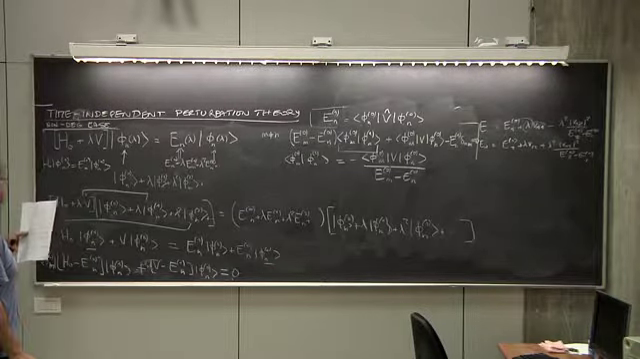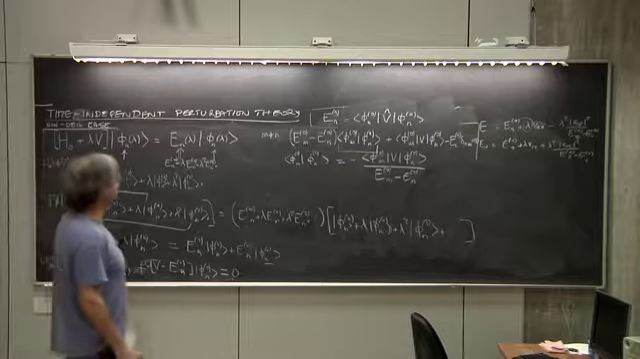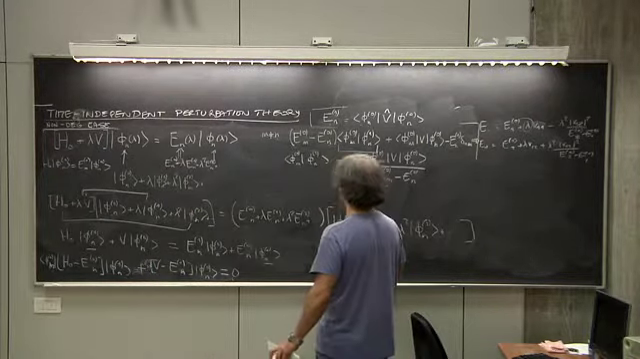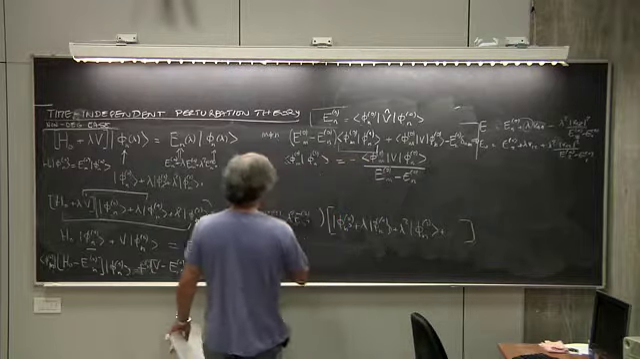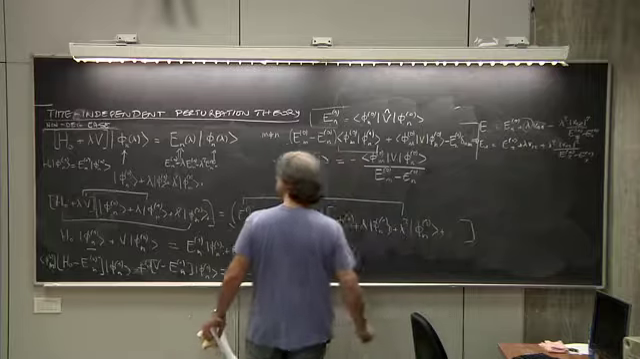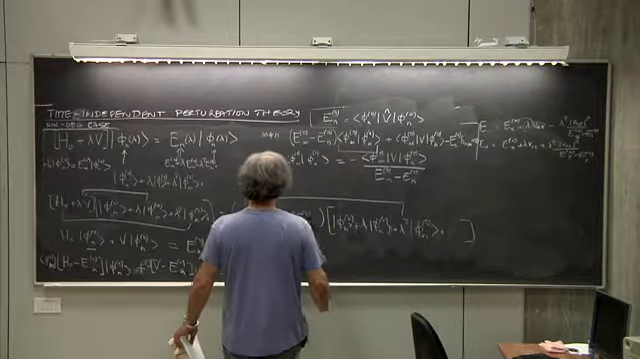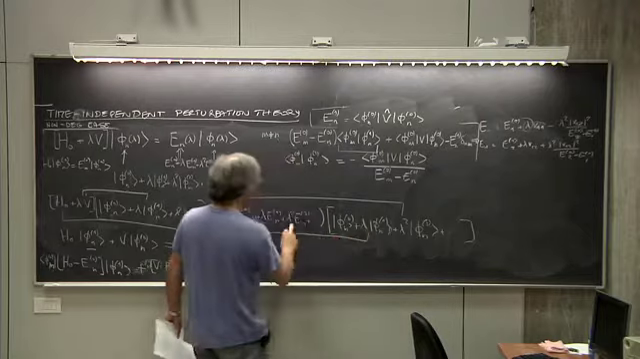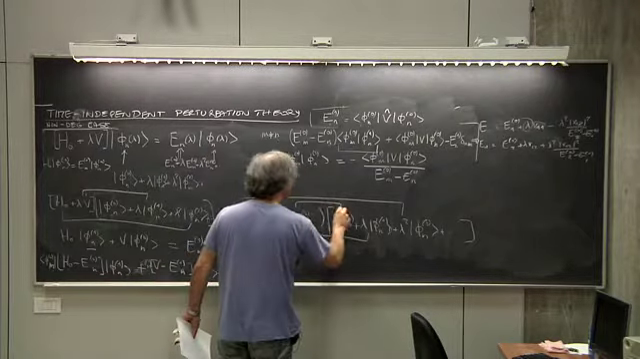Now, what about here? I can get lambda square from three places, in fact. From here and that, from this and that, and even from this and that.